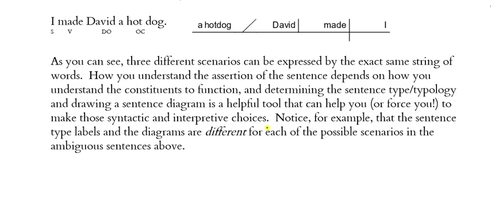Notice, for example, that the sentence types and the diagrams are different for each of the possible scenarios in the ambiguous sentences above. The sentences have all the same words. They're all in the same order, those words, but they have different diagrams and different sentence types in terms of labeling.